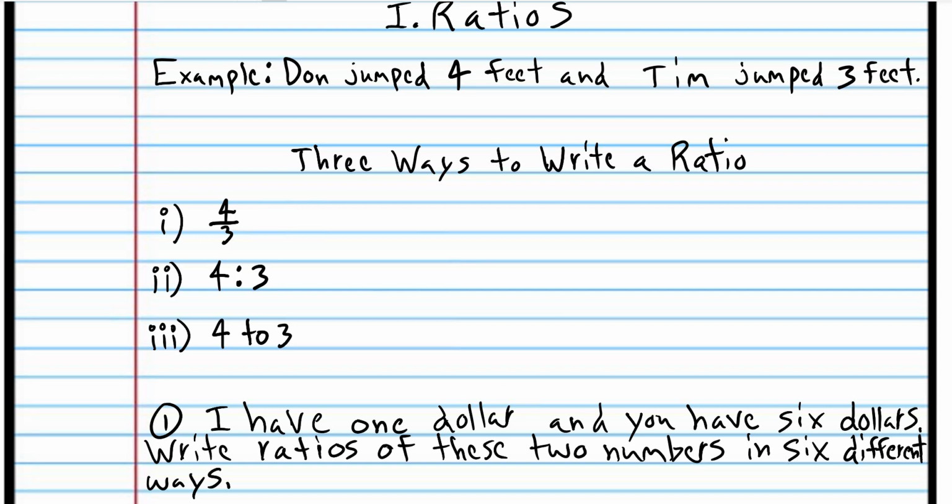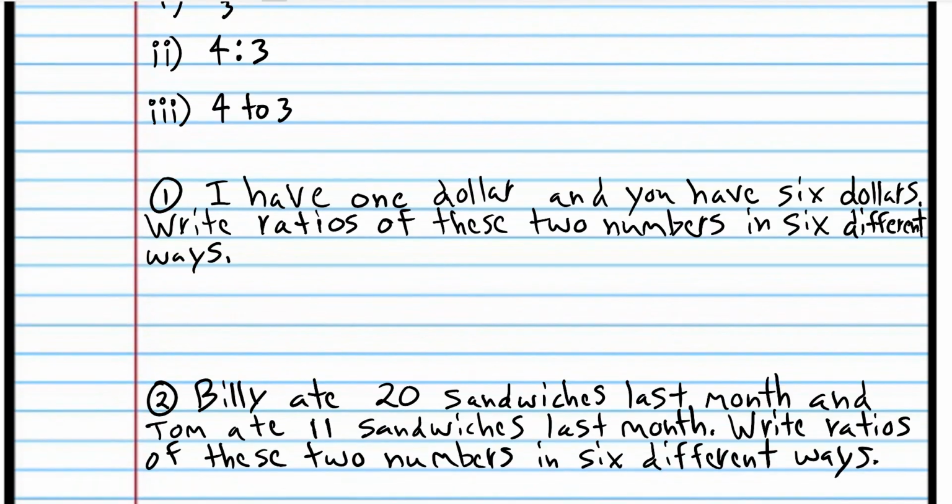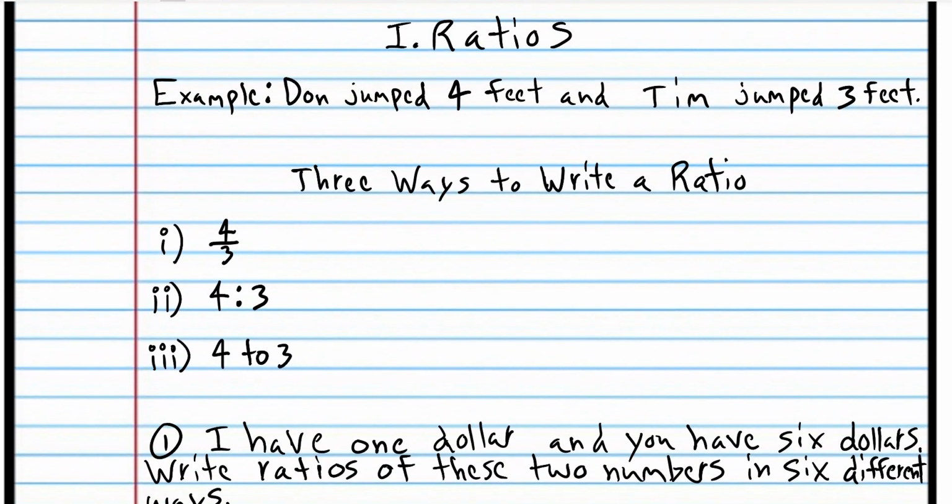So if you don't understand what this means, that's okay. Just remember that you can multiply both numbers in a ratio by the same number, or you can divide both numbers in a ratio by the same number. So to demonstrate that, we'll do some practice problems later on, but first let's just get some practice on how to write the 3 forms of a ratio.